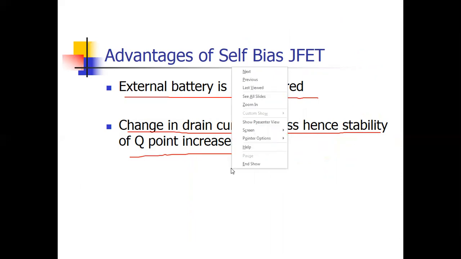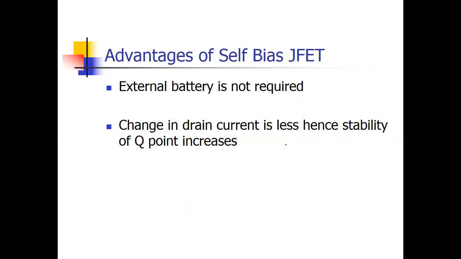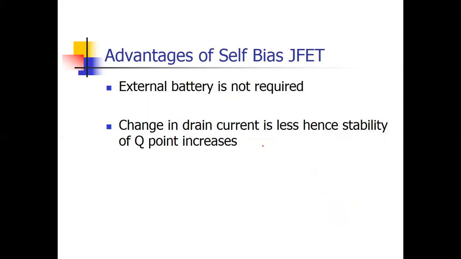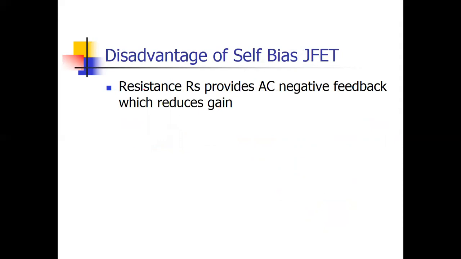Change in drain current means output current. If you are taking a Q point, at this Q point, whatever the current ID and whatever the voltage VDS, that should not be varied. So change in drain current should be constant. But if change in drain current is less, it means stability is increasing. If change in drain current is 0, that is maximum stability. Okay? Remember this.